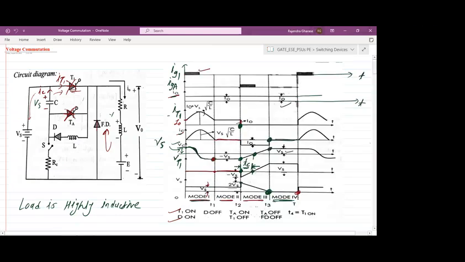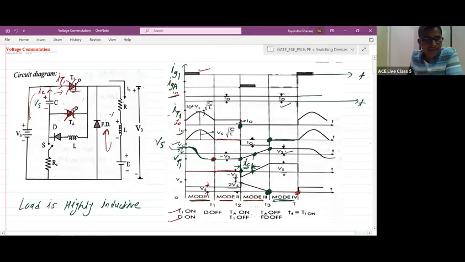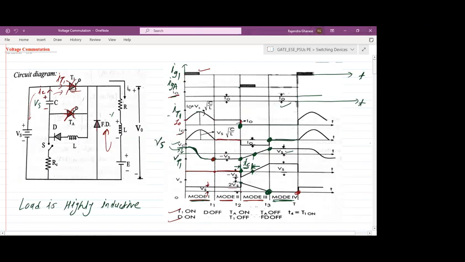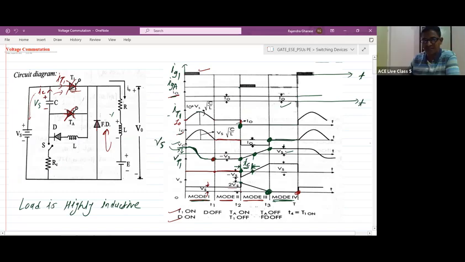Sir, can you go to the graph once again? Which graph? The voltage commutation graph. Sir, can you show TQ in this graph? TQ is the device turn off time. TQ we cannot show here. I think it will be specified by the manufacturer. We cannot show it here.